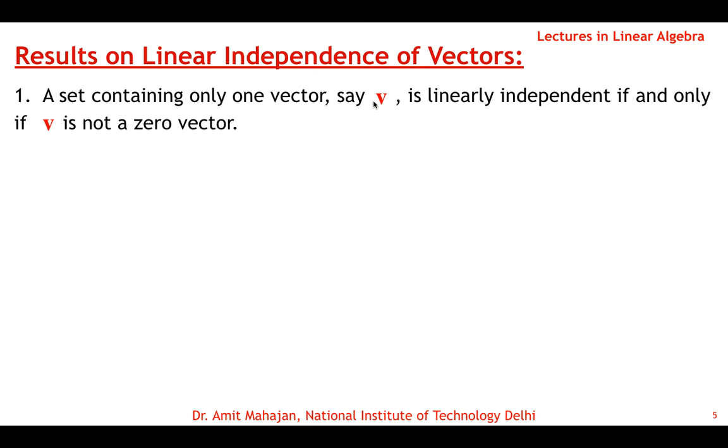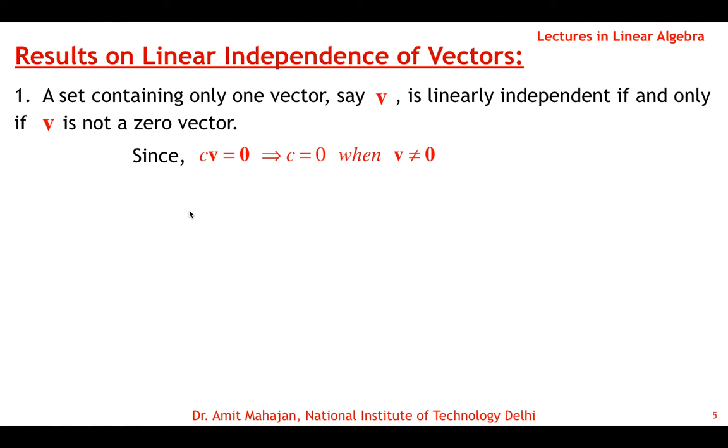So if V is a non-zero vector, then the set of only a single vector will be linearly independent. This is because the vector equation that will be satisfied will be CV equal to 0, and this will imply that it will have only the trivial solution C equal to 0 when V is non-zero. If V is 0, then any value of C can satisfy this equation, and so the set will become a dependent set. So a single vector set will be linearly independent if and only if the vector itself is a non-zero vector.